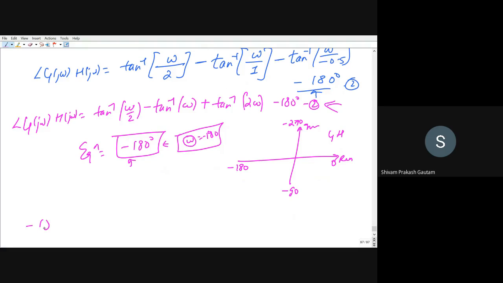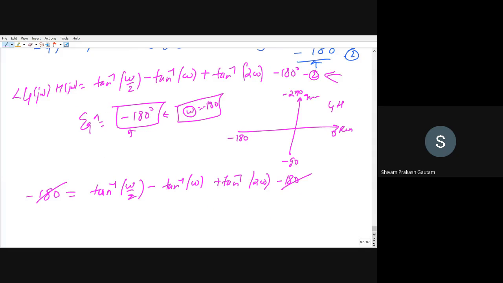Just see, minus 180 degree is equal to tan inverse of ω by 2 minus tan inverse of ω plus tan inverse of 2ω minus 180 degree. So this minus 180 cancels, and I can take tan inverse ω terms to this side. So tan inverse of ω will be equal to tan inverse of ω by 2 plus tan inverse of 2ω.